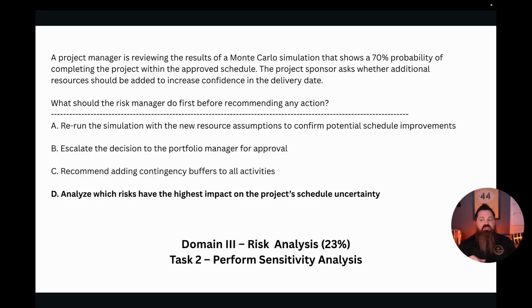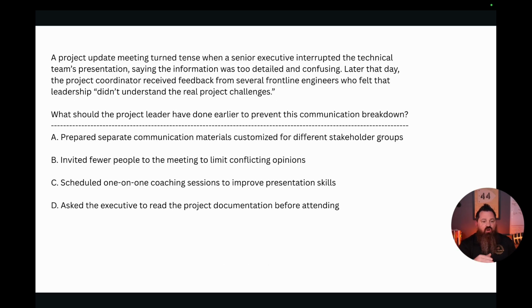And now we're going to move into the fun one. Question number 3 that I have for you all today. What should the project leader have done earlier to prevent this communication breakdown? All right. So what are we doing earlier? There's a communication breakdown. Let's get into this question. It's going to be interesting. A project update meeting turned tense. We've all been in those update meetings that have just turned tense. We don't like it.